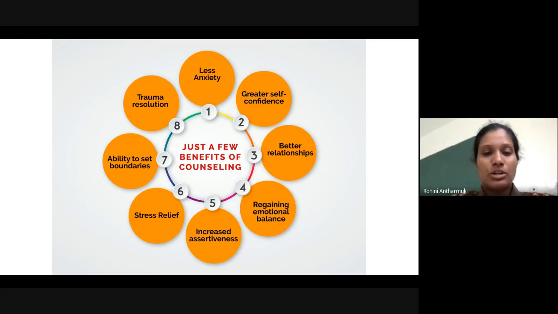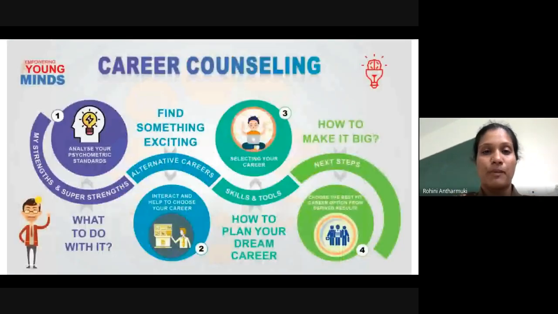Then I talked about stress relief, and the ability to set boundaries, right? So you need to know what you can do and what you can't do, and just say no when somebody asks you to do something which you can't do. You can realize that by counseling. Trauma resolution. Traumas can be of many types. Getting that released, or getting that erased, can be done by counseling. So these are the reasons for which you are supposed to do counseling.